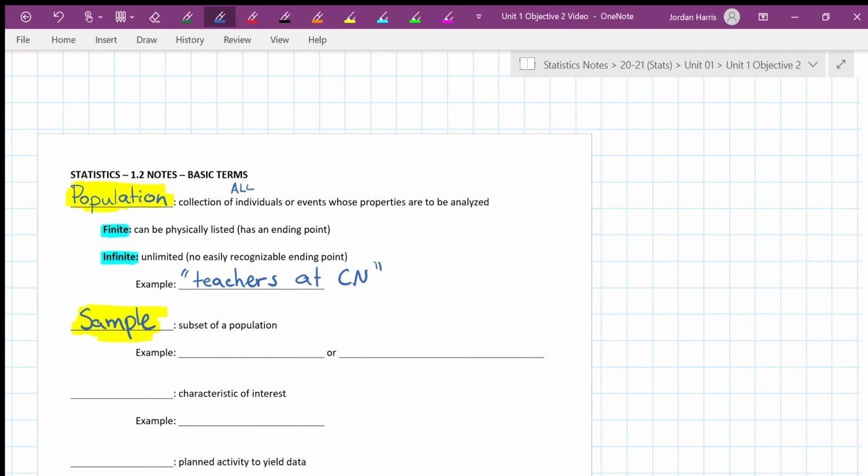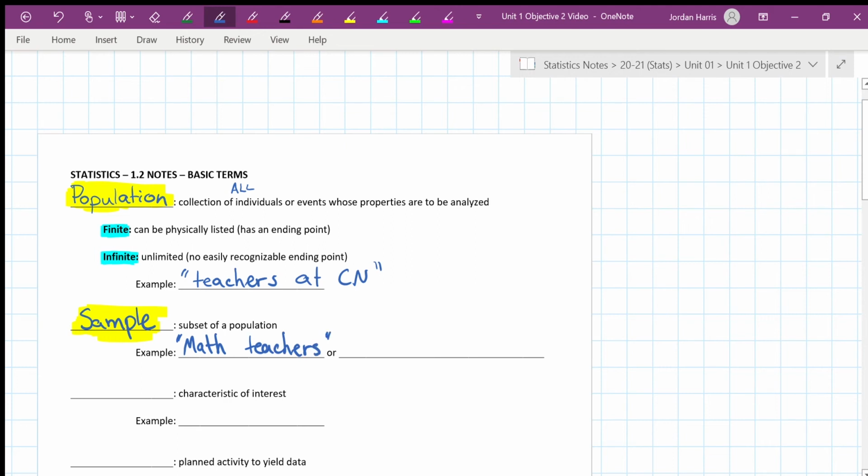is a subset. That means a small piece. This is what we actually study. In my population example, teachers at Clovis North, maybe I would take all math teachers. This is not a good sample, which we'll talk about in section 4, why this is not a good sample, but you could probably figure it out.